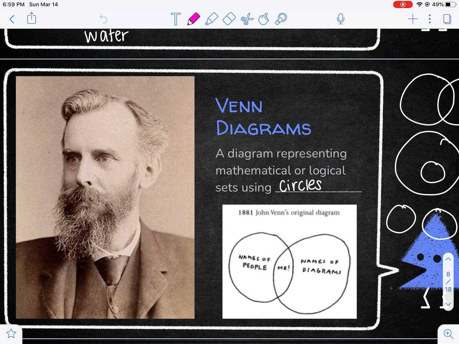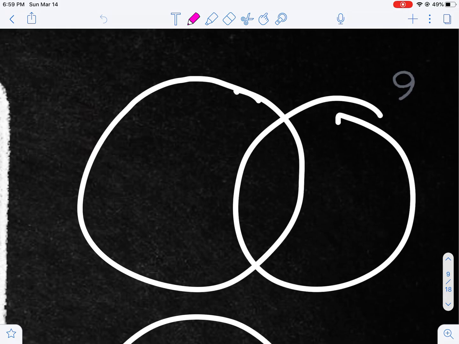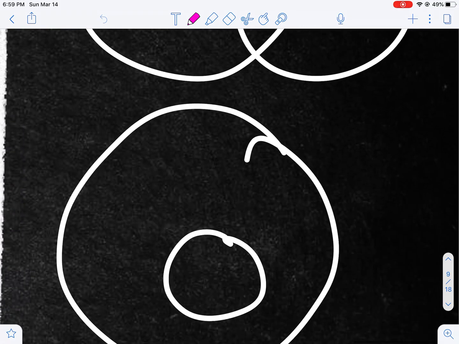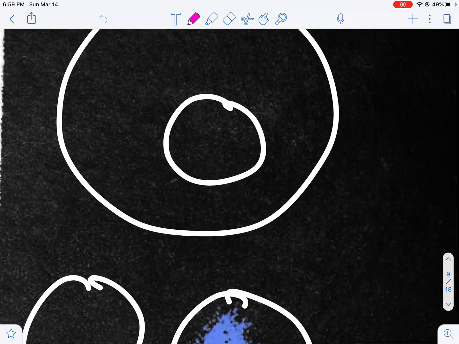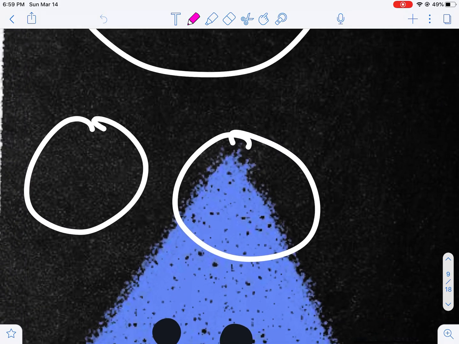Venn diagrams were invented by John Venn, who was a famous mathematician, and he organized logical sets using circles. Okay? And you're probably used to seeing ones that look like this in language arts or social studies. But you could also have a set completely within a set, or you could have two sets that don't overlap at all. They have nothing in common.